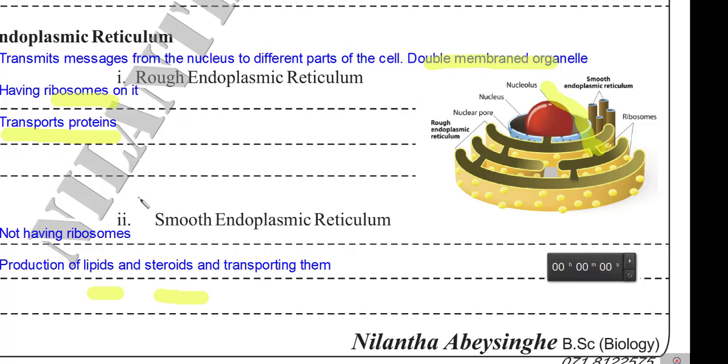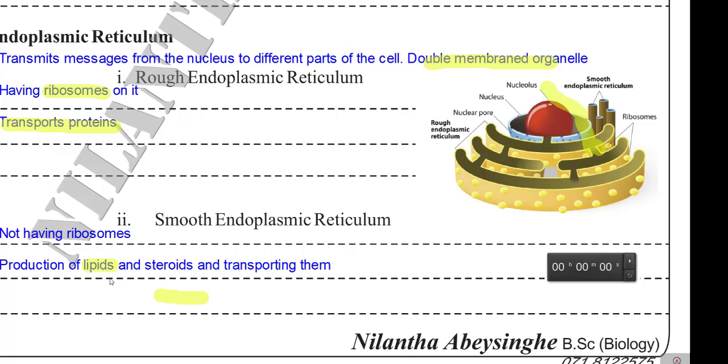And there are two kinds of endoplasmic reticulum, I explained earlier. Rough endoplasmic reticulum has the ribosomes on it. Rough endoplasmic reticulum having the ribosomes on it, and the main function is transporting protein from the nucleus. They are sending the protein, the messages, right, from the principal, right? The other one, smooth endoplasmic reticulum, does not have ribosomes, right? No ribosomes. It produces lipids and steroids, and lipids, children, you can understand.